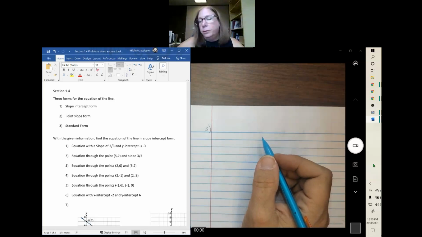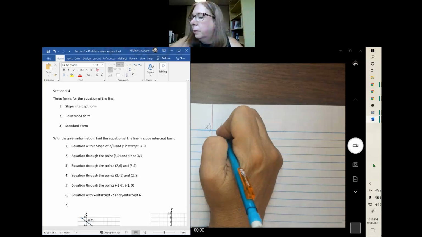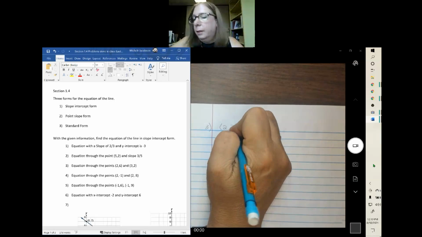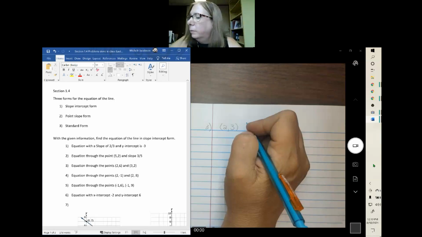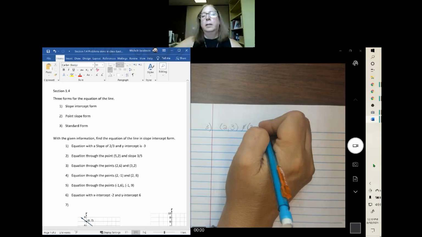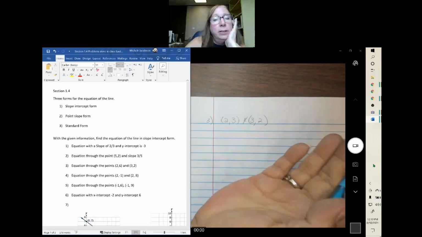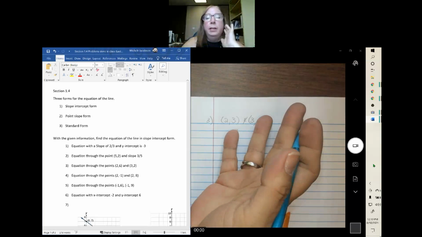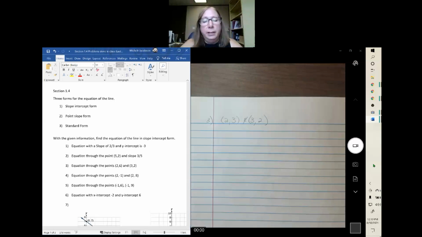Find the equation of the line through the points (2, 6) and (3, 2). Well, this time they didn't give us a slope. They only gave us 2 points. In order to write the equation of a line, you need a slope.